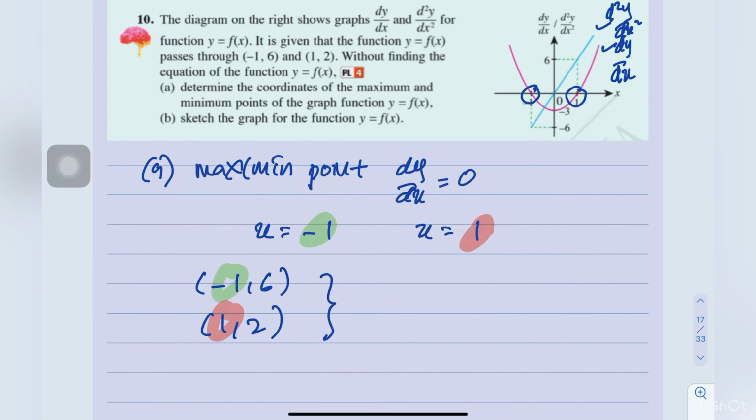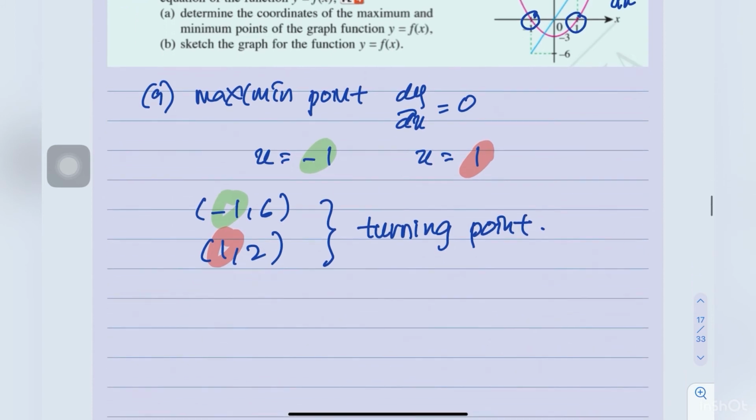So these 2 points are turning points. But we don't know which one is maximum and which one is minimum. Therefore, we already knew that to identify maximum or minimum, you have to use the value of d squared y dx squared. So look at d squared y dx squared to identify which point is maximum and which one is minimum.